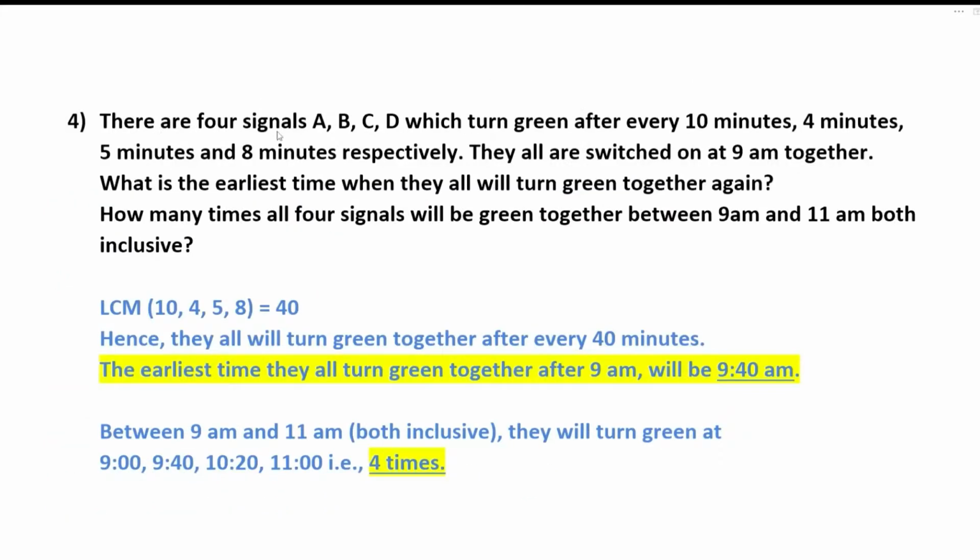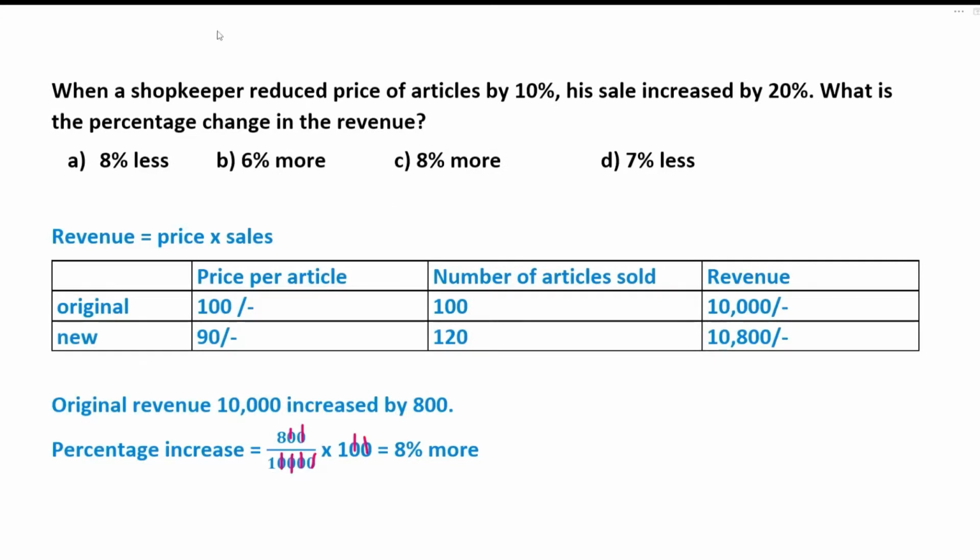There are 4 signals A, B, C, D which turn green after every 10 minutes, 4 minutes, 5 minutes and 8 minutes respectively. They all are switched on at 9 a.m. together. What is the earliest time when they all will turn green together again? Now let's solve this problem. This problem is commonly asked in almost all competitive exams, so it is a kind of important problem.